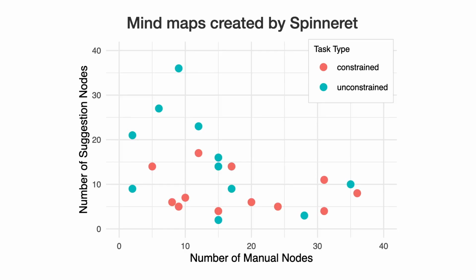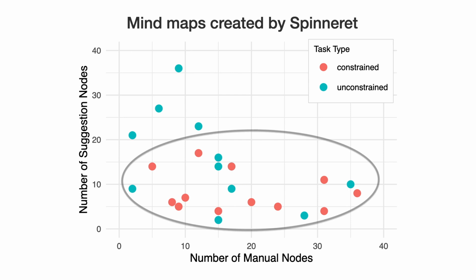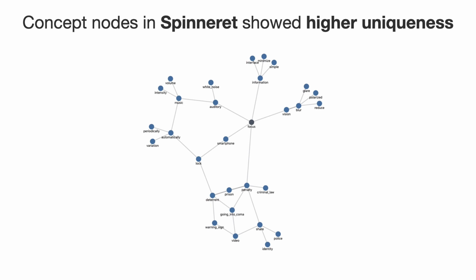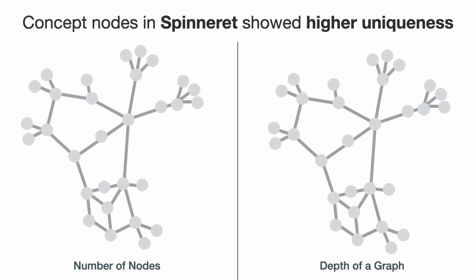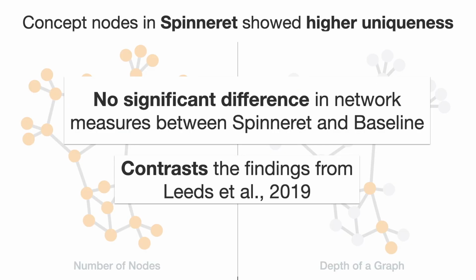This pattern further emerged when we plotted the number of manual nodes versus suggestion nodes participants created in their mind maps with Spinneret. Here, we can see that the participants who used Spinneret for the unconstrained task tend to accept suggestion nodes, in contrast to the other group of participants that relied more on manual nodes for the constrained task. A second finding indicates that the concept nodes in Spinneret have higher uniqueness compared to those in the baseline. However, when we analyze the mind maps with respect to network measures such as the number of nodes or even the depth of a mind map, we found that there was no significant difference between the mind maps produced by the baseline and Spinneret.